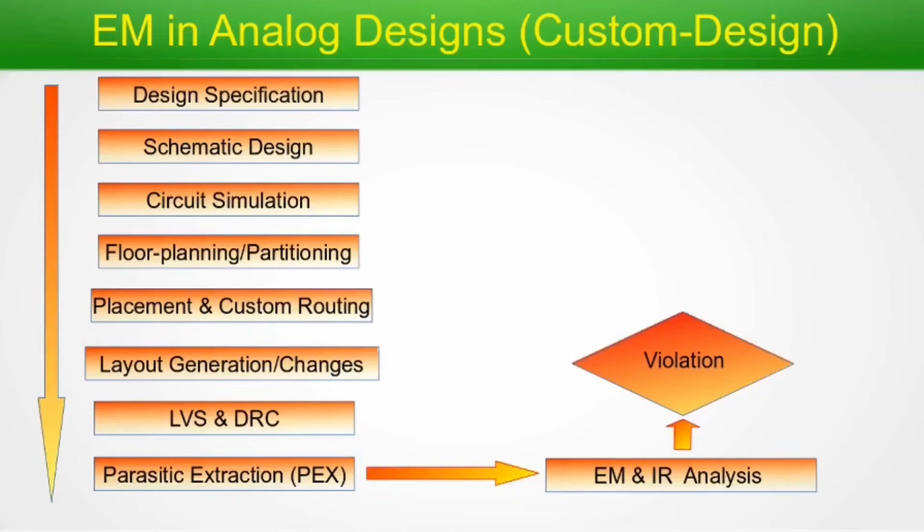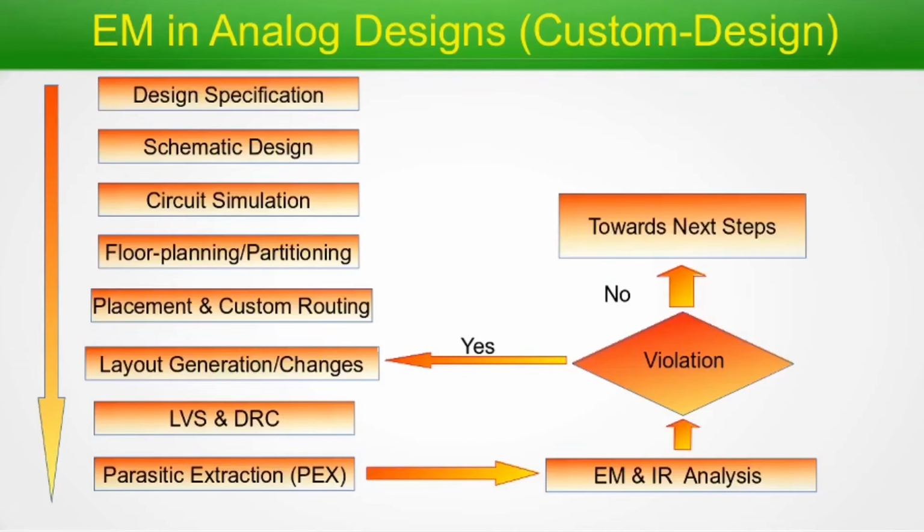Now, if a violation is there, we get the violation map and we go back to the layout, overlay it, see the different hotspots and make the necessary changes. If there is no violation, then we proceed towards the next steps. So from layout generation or changes till the EM analysis, it happens in a loop until all the violations are cleared. This is the overall picture, or the bird's eye view, of at what stage we analyze or predict the EM and what things happen for a designer.